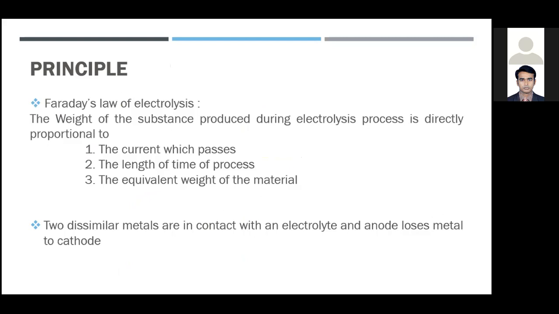The working principle of electrochemical machining is based on Faraday's law of electrolysis. The weight of the substance produced during the electrolysis process is directly proportional to the current flow, the length of time, and the equivalent weight of the material. So when two dissimilar metals are in contact with an electrolyte, the anode loses material to the cathode. So the workpiece works as an anode.